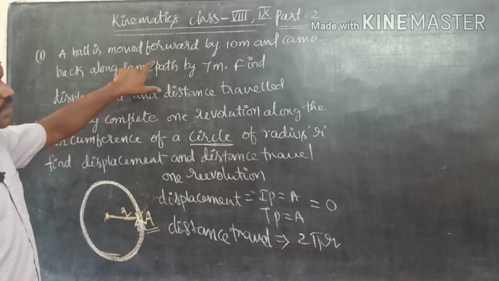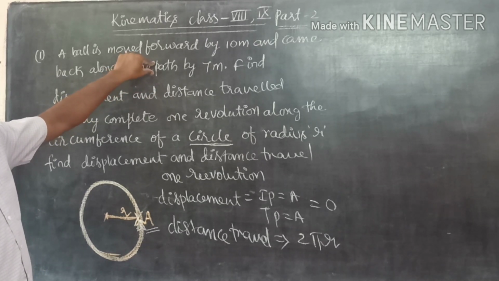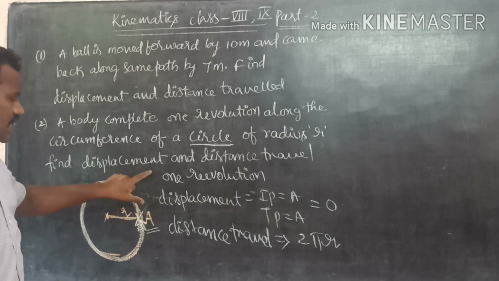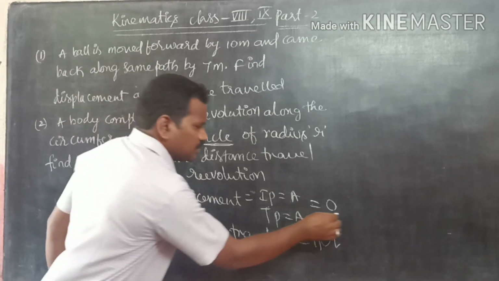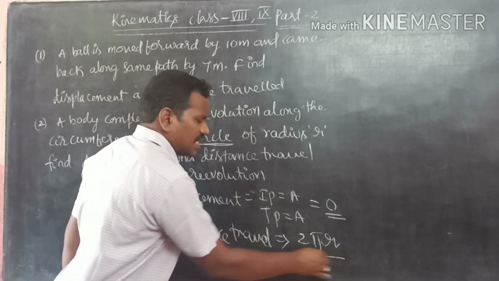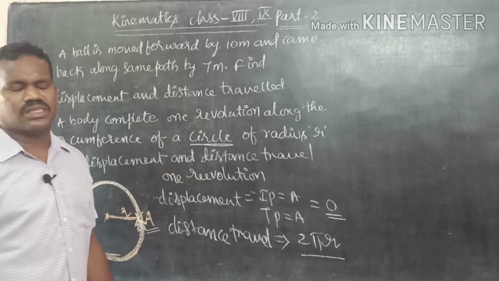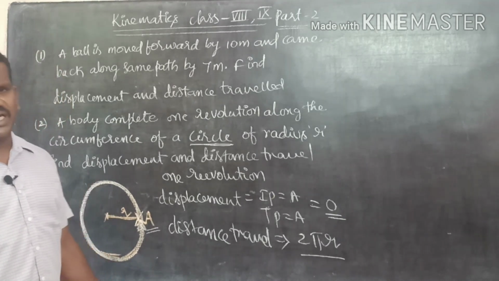Observe, in the first example we understood that displacement and distance travel may not be the same. In the second example we can say that displacement may become 0 but distance travel will not become 0. That is the concept we should understand.